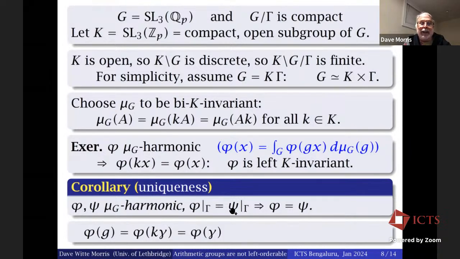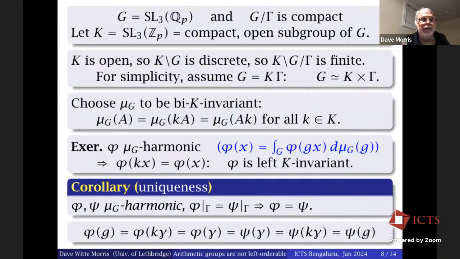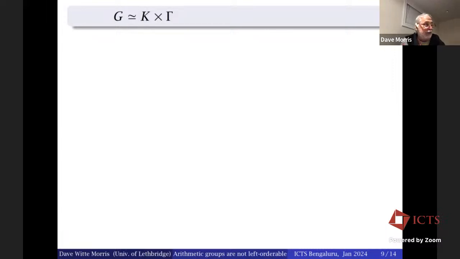But we're assuming that phi and psi are the same on elements of gamma. So that's the same as psi of gamma. And now I just do the argument backwards. Psi is K invariant on the left, and K gamma is just what I meant by G. All right, so that was a trivial argument. The uniqueness is trivial. What we need to prove is existence. And we're assuming, recall, that G is K times gamma, and the measure mu, we're assuming, is bi-K invariant.